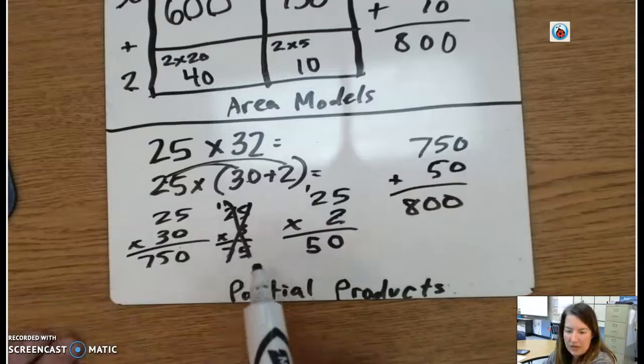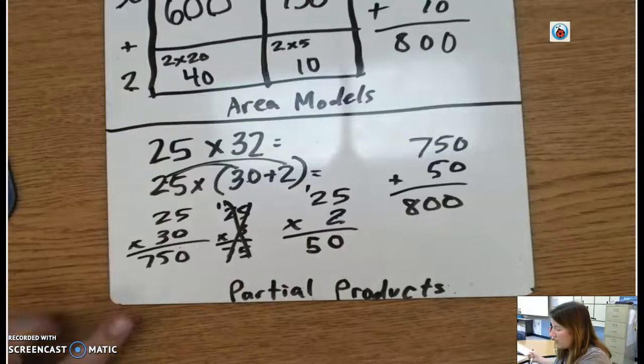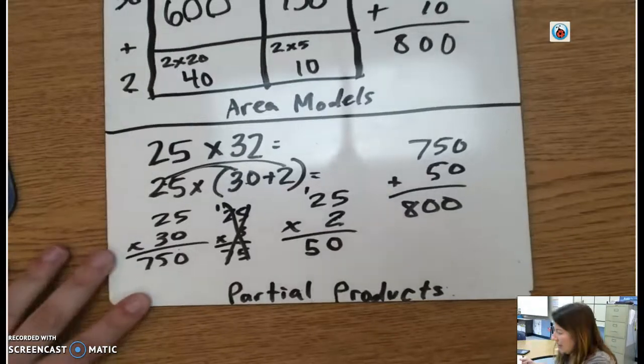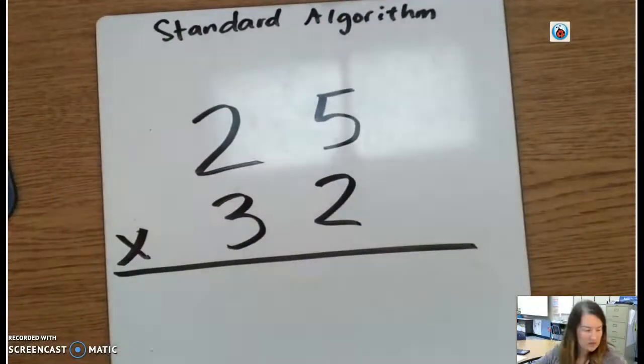This part, particularly partial products, is going to come in handy with the standard algorithm. So those were our two strategies from yesterday. Let's take a look now at the new strategy of using the standard algorithm. So this is our equation that we have. And let me show you how we're going to do it.